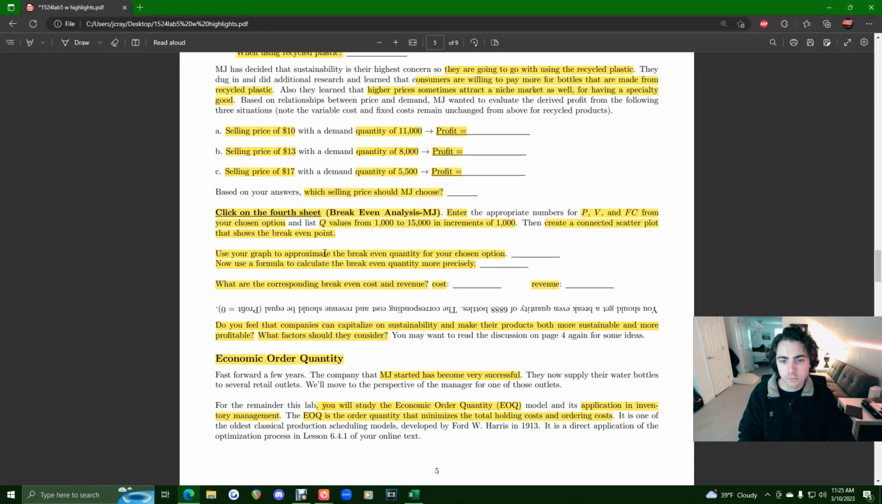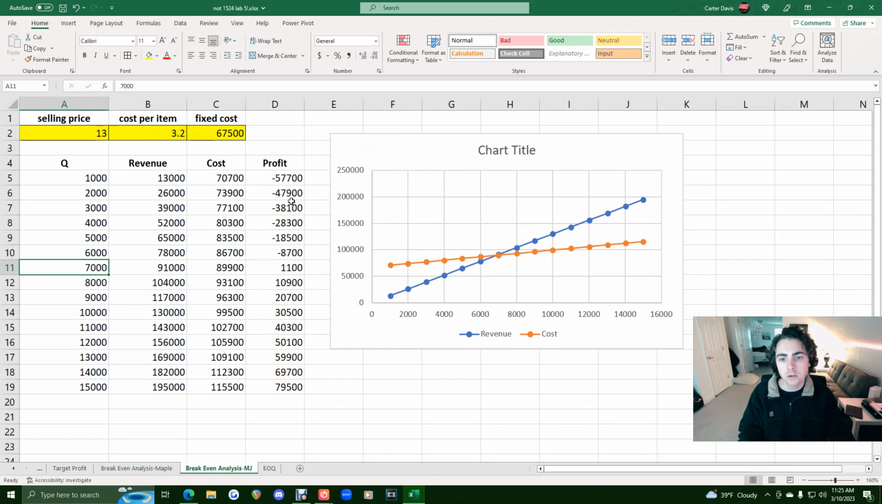Use your graph to approximate the break-even point. So the break-even quantity may be 6,900. Now use a formula to actually calculate the break-even point more precisely. So more precisely, what do we need? We need the profit to equal 0, revenue minus cost.